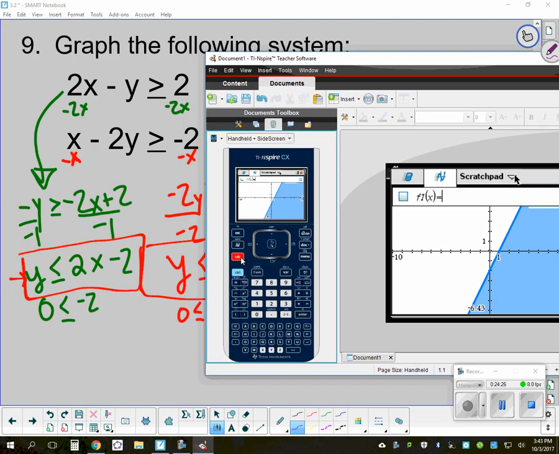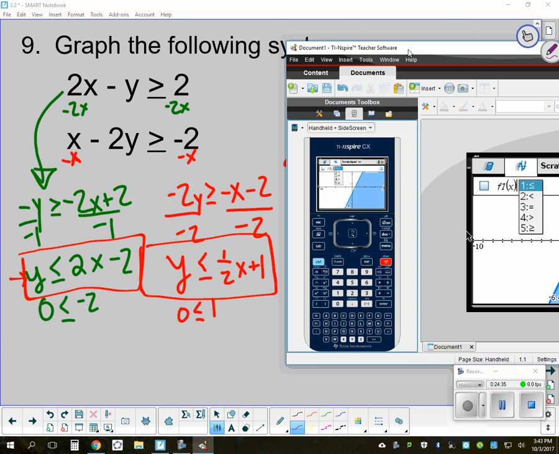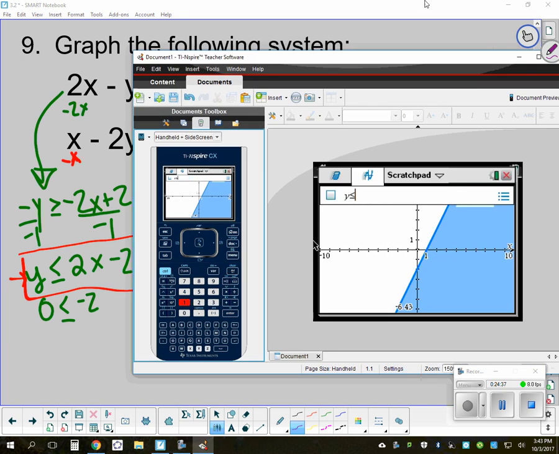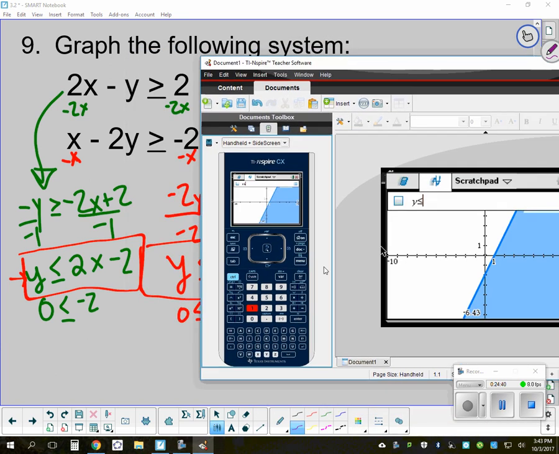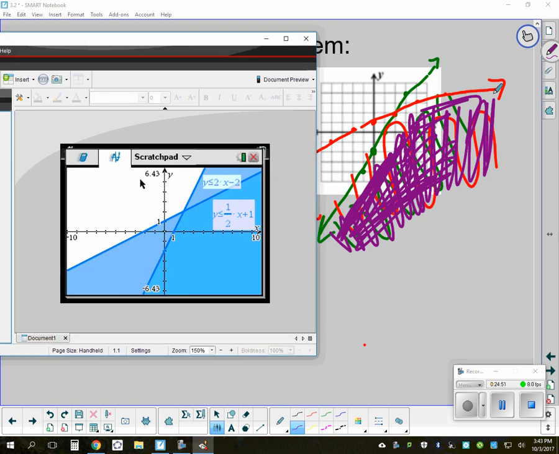Press tab again, and now we're going to delete again to be able to put our second one in, which is y is less than or equal to, so option 1 again, 1/2 x plus 1, so 1 divided by 2, x plus 1, press enter. There's my second line. In this case, that was the red one. Again, it shows you the solid line and it shows you the shading. So it's pretty easy to see where the solutions are. It's in the darkest part of the shading.